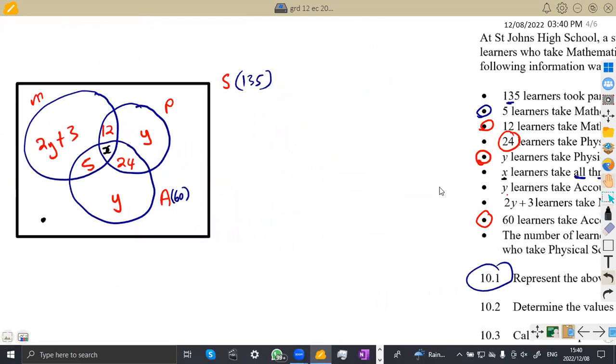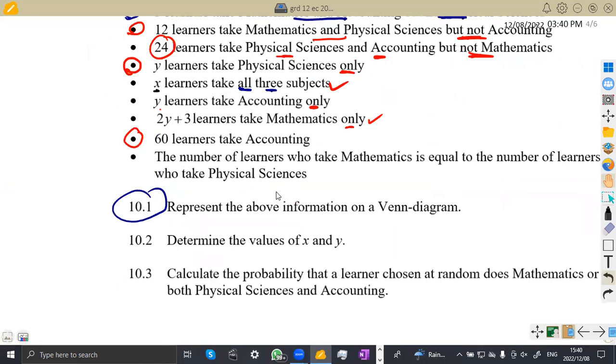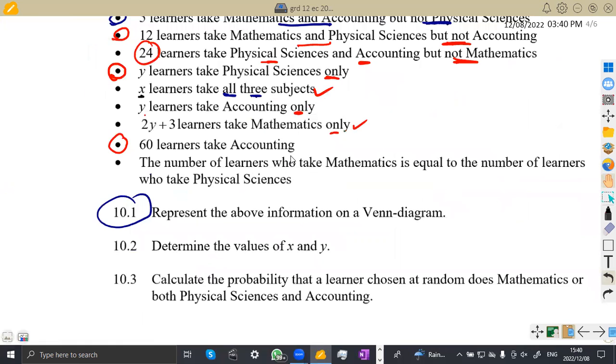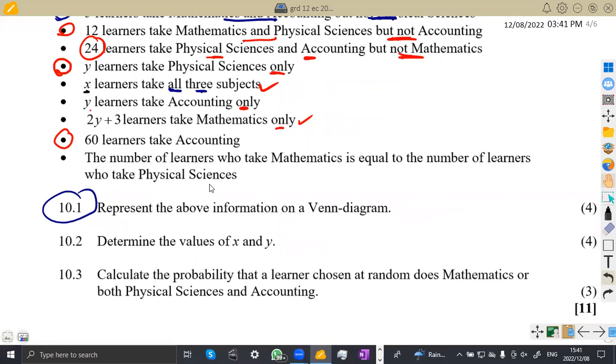Let's check the other part of the question, which is 10.2. Determine the value of x and the value of y. Okay, what can we do to find the value of x and y? In this case, as you can see, x and y are two unknown values. So definitely we are dealing with simultaneous equations. We must formulate simultaneous equations if possible.